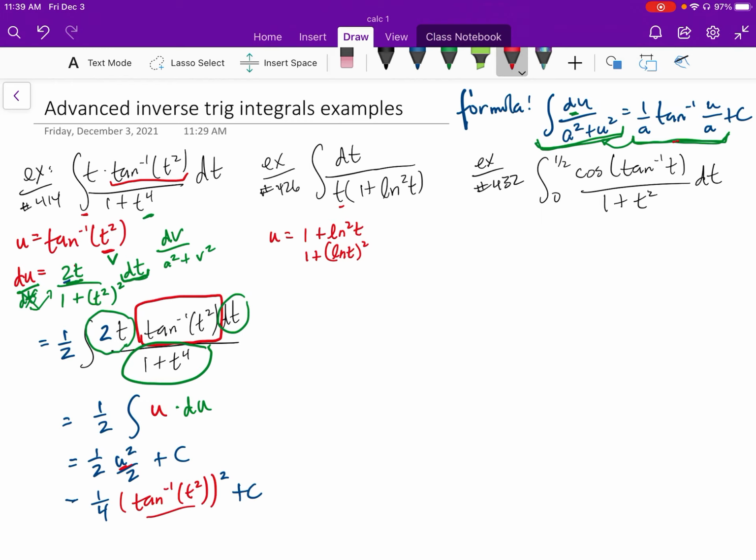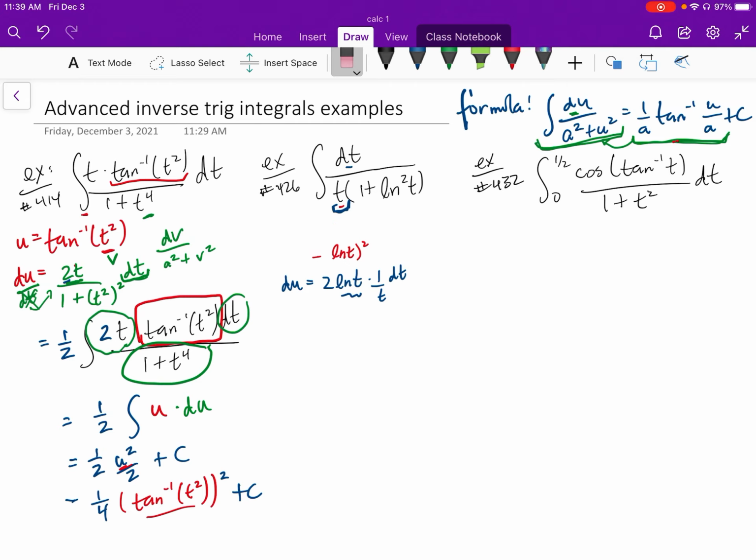Well, ln squared t means ln t squared. So if we were to do du, we would have 2 ln t multiplied by 1 over t, and that's close, right? I needed this 1 over t dt, but I don't really know what to do with that. I can't just add an ln t here and then divide, because now I don't have u du or anything, so that's not going to work.